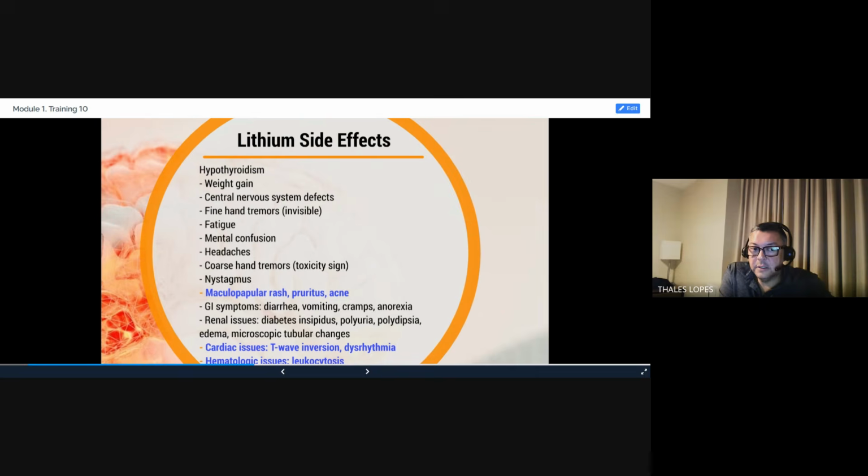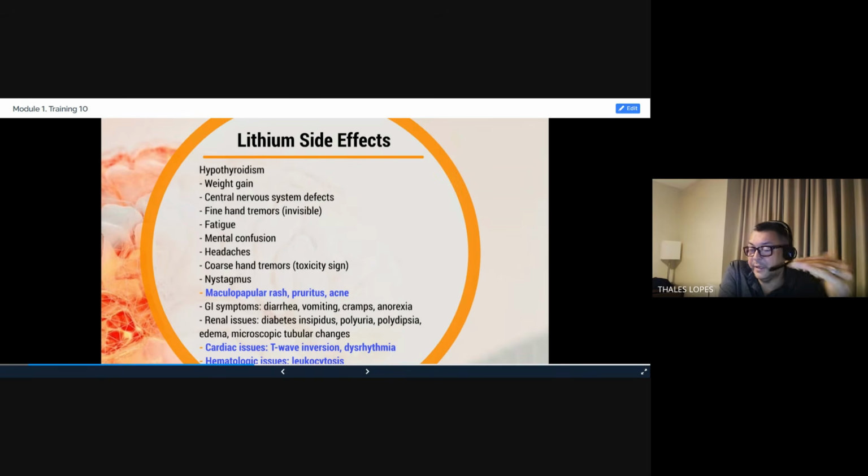Lithium will cause weight gain. It will cause central nervous system defects. Fine hand tremors are a side effect. You cannot see fine hand tremors. If you can see it, it's called coarse hand tremors, and that is not a side effect. That is a toxicity level.